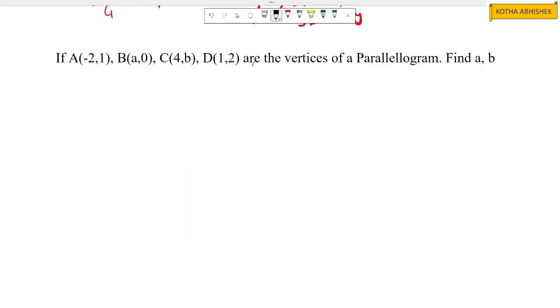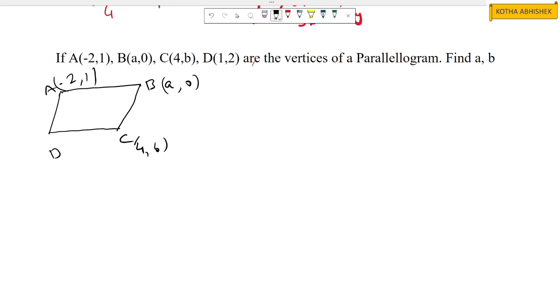If A(-2, 1), B(a, 0), C(4, b) and D(1, 2) are the vertices of a parallelogram, then find a, b. Here this is a parallelogram. Write the 4 vertices ABCD. Point A is given as (-2, 1) and point B is given as (a, 0). Point C is given as (4, b) and point D is given as (1, 2).